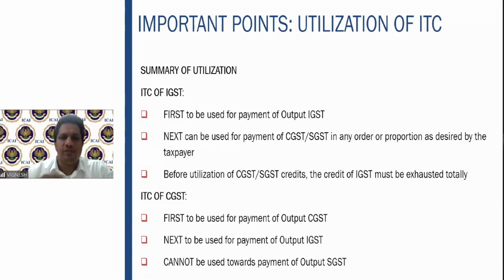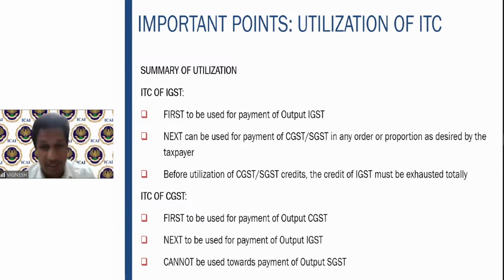Before utilization of the CGST, SGST credit, the credit of IGST must be exhausted totally. This is an important point. That means first use for payment of output IGST, then whatever is left you can use for CGST or SGST in any proportion. Before you utilize the CGST, SGST credit, whatever IGST you have, you should have exhausted that totally. That is an important point.